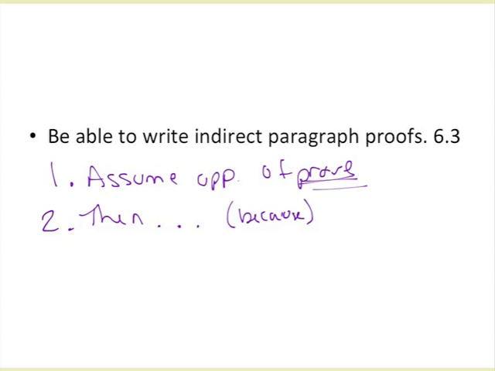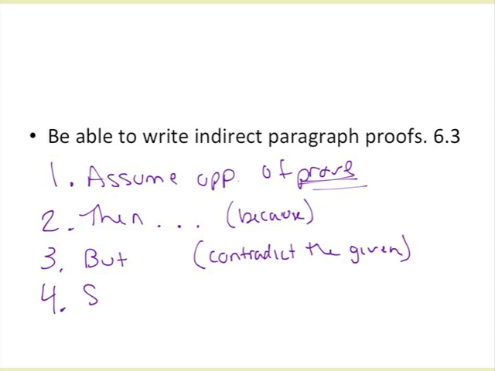In that 2-column proof part of it, the then part, what is our goal? Where do we want to end up? The opposite of the given. To contradict the given. So we say but, and we will have a contradiction of the given. And so how do we finish the proof? So, and then whatever the proof is.